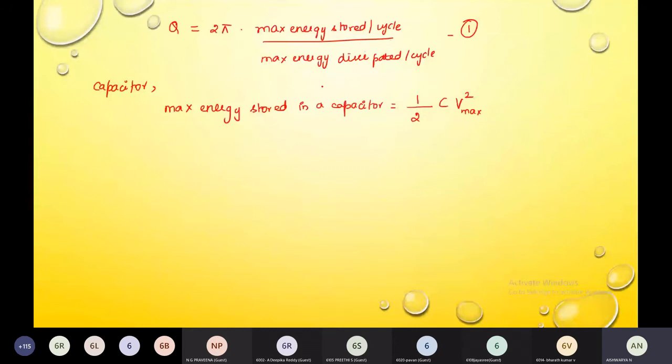Now I want to find out the maximum energy dissipated per cycle. So take this equation as 2. Now, instead of finding the energy directly, first I know the formula for power, then I will substitute for energy. Okay. So first we will find the average power that is dissipated per cycle. So what is average power dissipated?